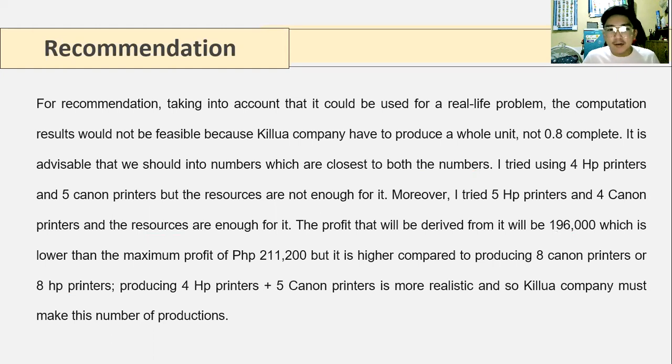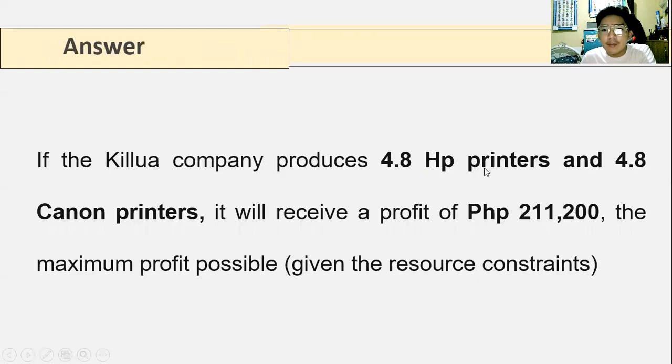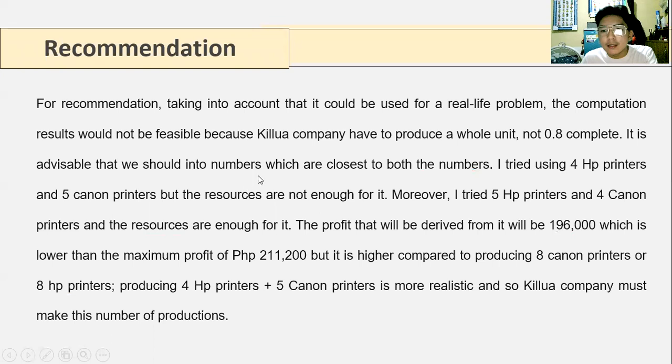So that's the conclusion. If we're just going to discuss it using linear programming, then this one is applicable: 4.8 HP and 4.8 Canon. But in a real-life context, we must resort to 5 HP and 4 Canon printers, since it is feasible for the resources, and it still gives us a high profit.